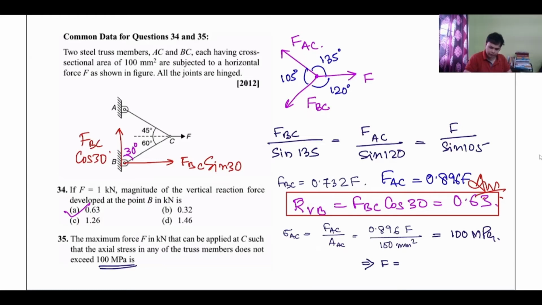Divided by 0.896. So this is coming out to be 11,160 Newton. So divided by 1000. So this is coming out to be 11.16. The force F is coming out to be 11.16 kilonewton. I hope it is clear to all of you. So let us move on to the next question.